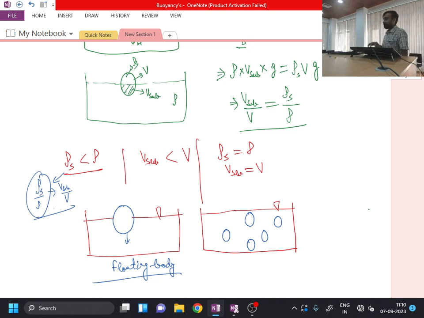But on the contrary, if I have a neutrally buoyant body, okay, this type of body is called a neutrally buoyant body.